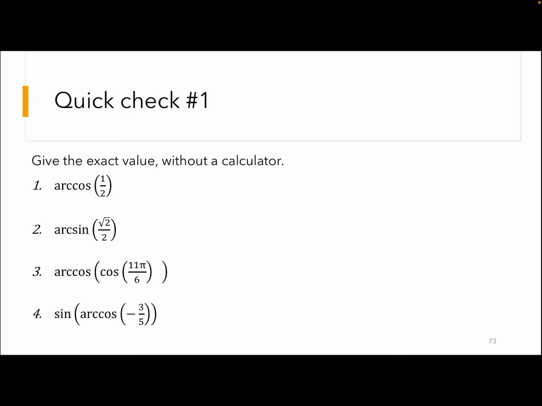All right, so if you paused it and came back, arc cosine of a half is going to equal the angle that is pi over 3, or in degrees, that's going to be 60 degrees. Arc sine square root 2 over 2 is pi over 4. In degrees, that's going to be 45 degrees. And so now we have arc cosine 11 pi over 6. So we'll draw a little unit circle. So 11 pi over 6 is in quadrant 4.